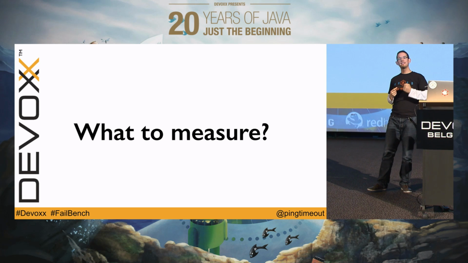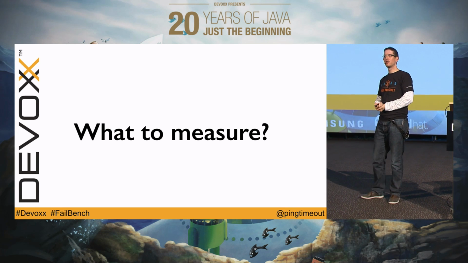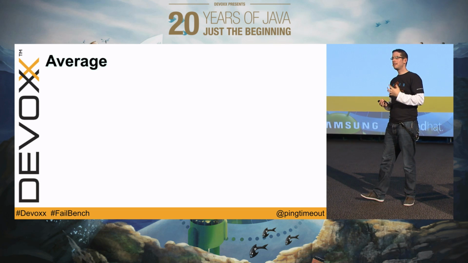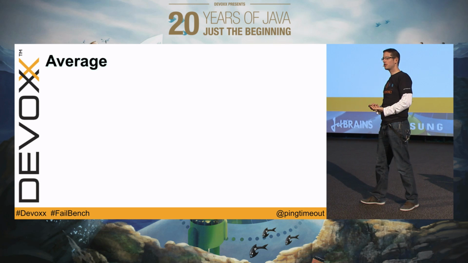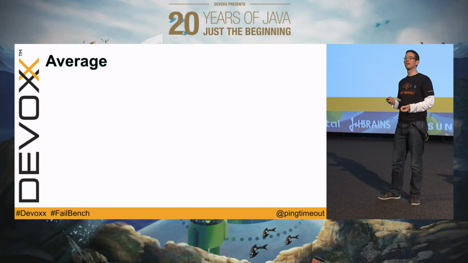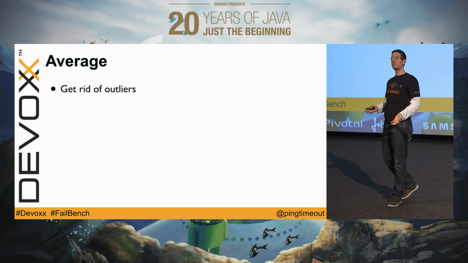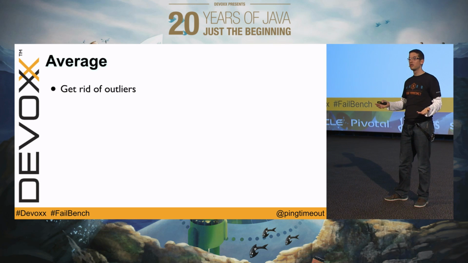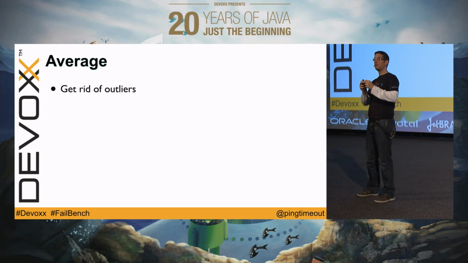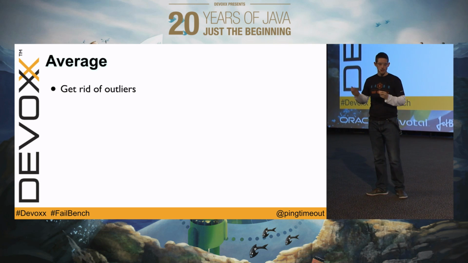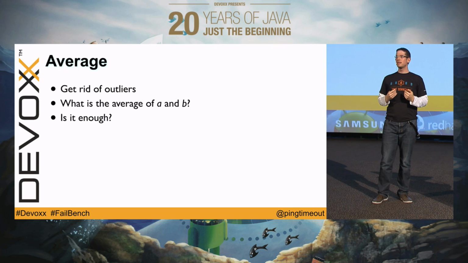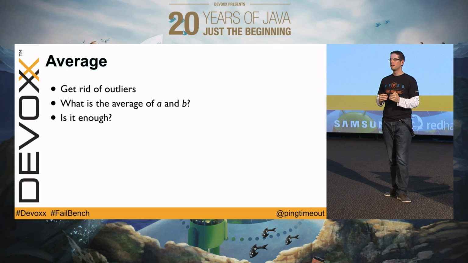Now, let's see what we can measure in our benchmarks. I talked about the average. I personally think the average is an interesting thing to measure, but not the only one. When you think about it, the average is the best way to get rid of the outliers. Typically, the average of two numbers, A and B, would be that third number that is equally distant from A than from B. Now, I think it's an interesting data point, but it's definitely not enough.